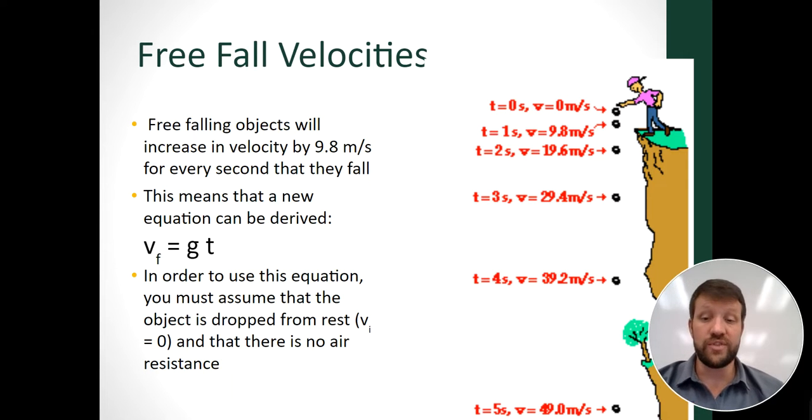All right, so in order to use this, we must assume that the object is being dropped from rest. If this kid throws the ball downwards, then it's going to have different velocities there. So if you give it an initial velocity, a starting velocity, this will be a little different, but an object in free fall, thus dropped, beginning with no velocity, will increase just like this.